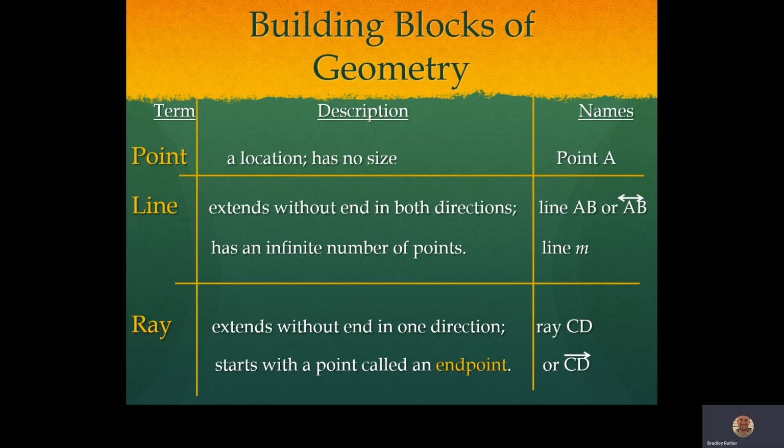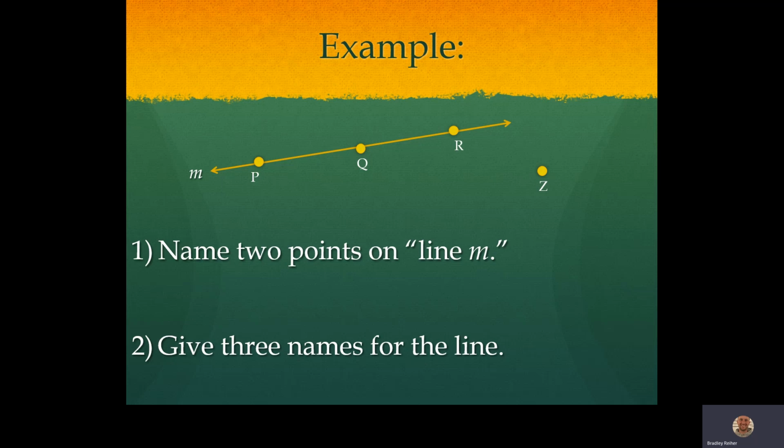Now, if you put a bunch of points together, you can make things. For example, you could make a line. A line extends without end in both directions, and it has an infinite number of points. So if we go back to that example, this figure that you see here with point P, point Q, and point R on it, that's a line. And remember, it said that lines have infinitely many points.